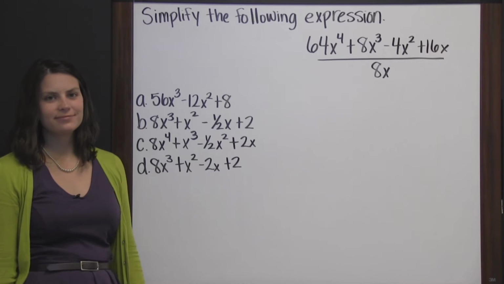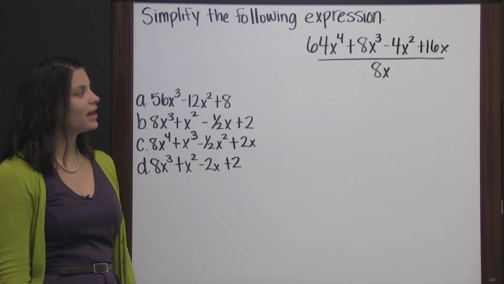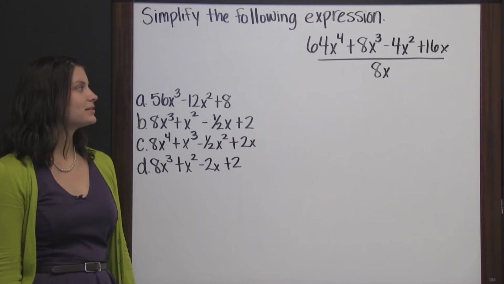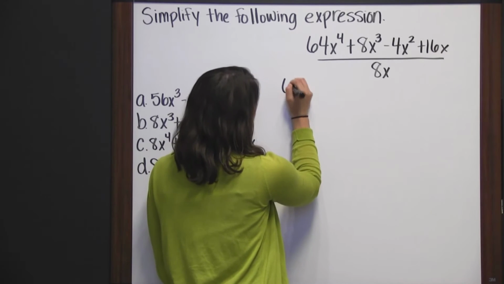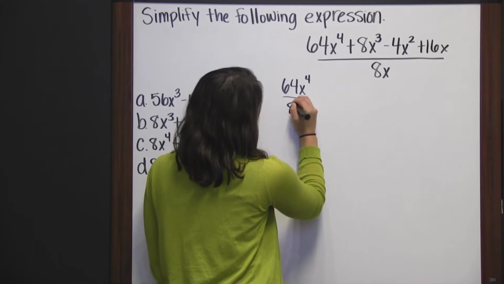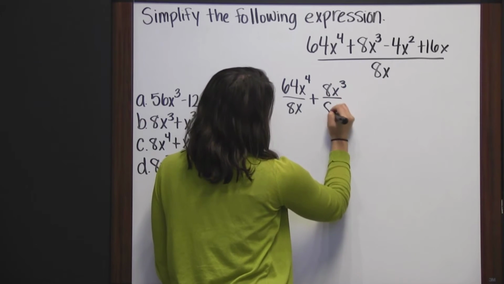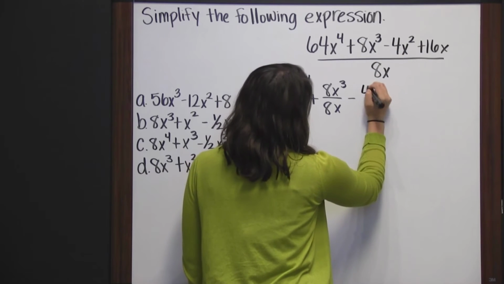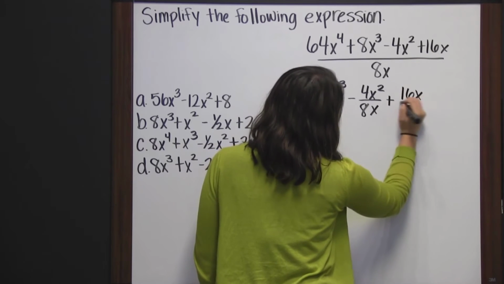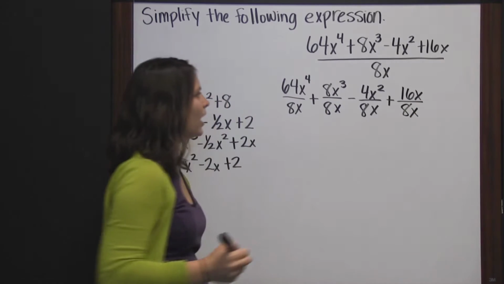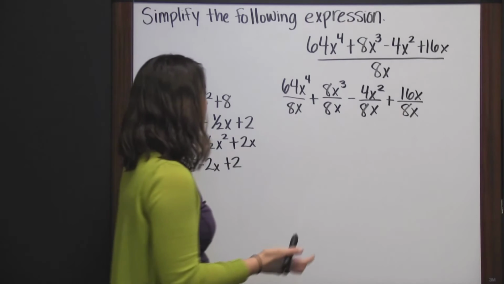Simplify the following expression. 64x to the fourth plus 8x cubed minus 4x squared plus 16x, all divided by 8x. So really what we have here is four separate fractions. I'm going to break this up. 64x to the fourth divided by 8x plus 8x cubed divided by 8x minus 4x squared divided by 8x plus 16x divided by 8x. Every single term is divided by 8x. So now we can take each one of these individually and divide by 8x.